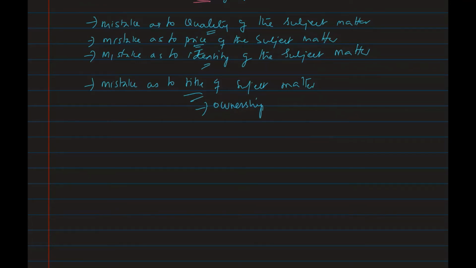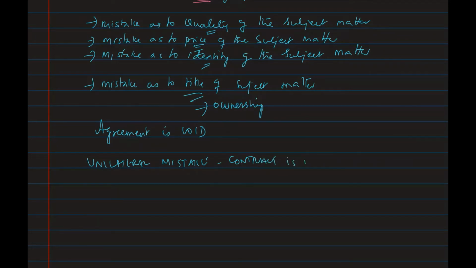So very important, it's called a bilateral mistake. When both parties are making a mistake, it's called a bilateral mistake and the agreement is void. It cannot become a contract. Whereas in case of unilateral mistake, only one party is making a mistake. So in this case, the contract is valid.